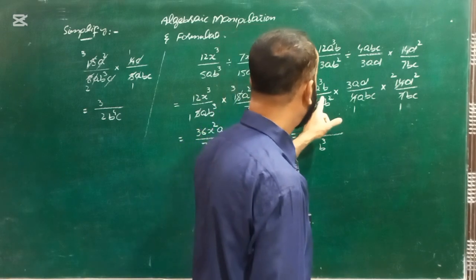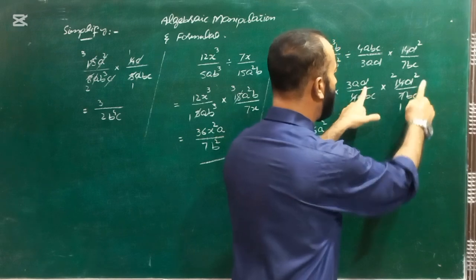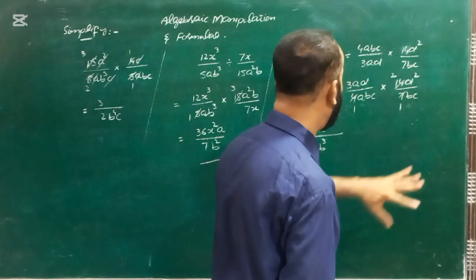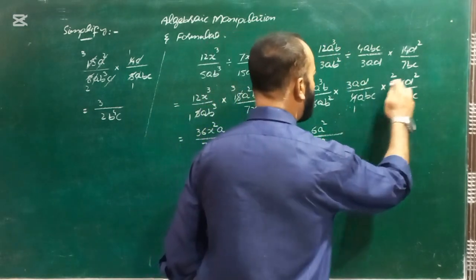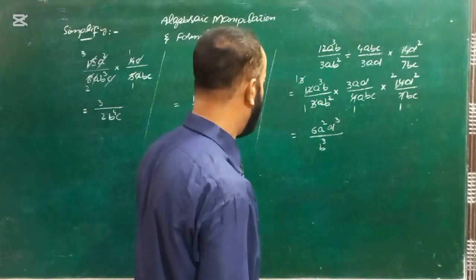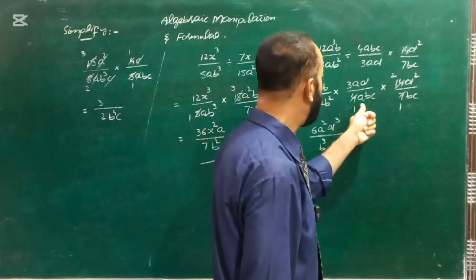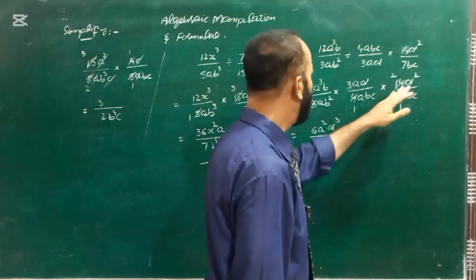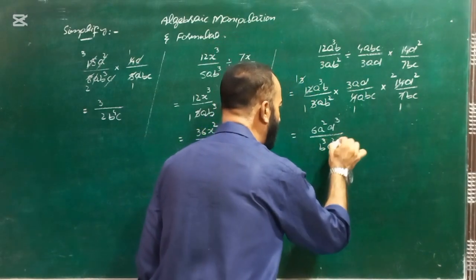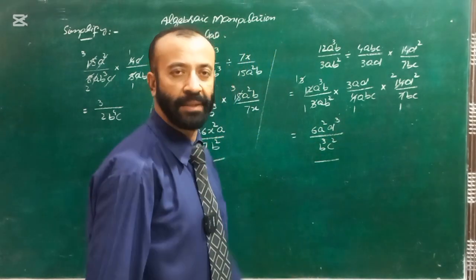Okay, moving further. Now d. So there are 3 d's, 1d and 2d. There are 3 d's in the numerator and there is no d in the denominator. So 3 d's means d cube is there in the numerator. Okay, also there are c's. So in the denominator you can see 1 and 2 c's are there, and in the numerator there is no c. So this c square will be written in the denominator because these are in the denominator. So this is the answer.